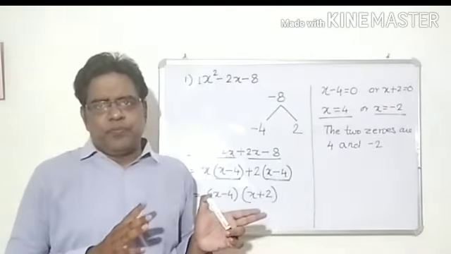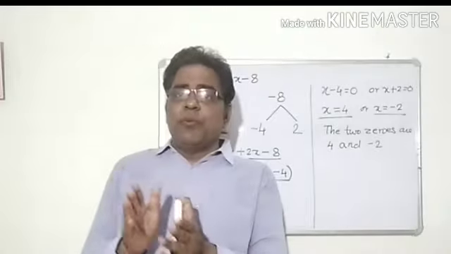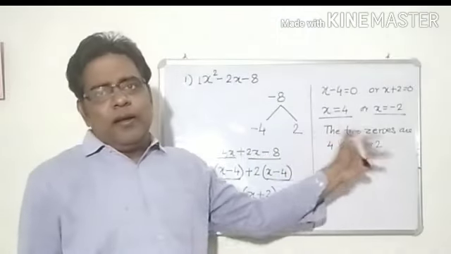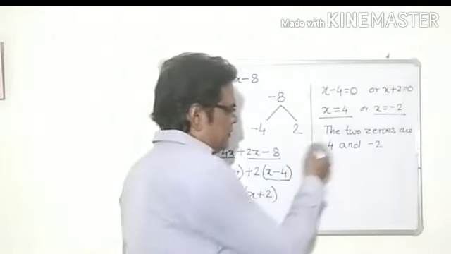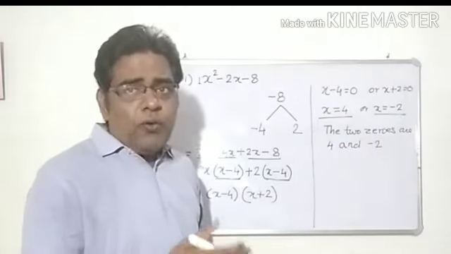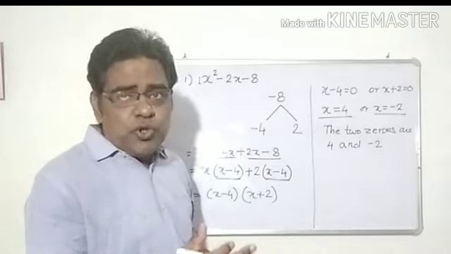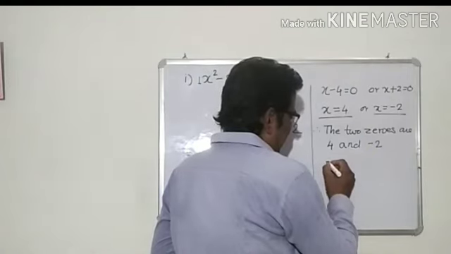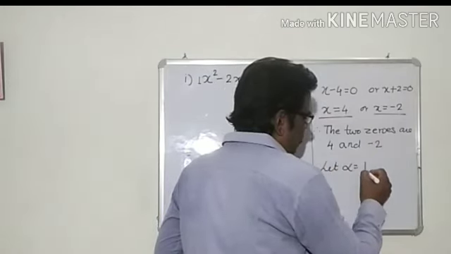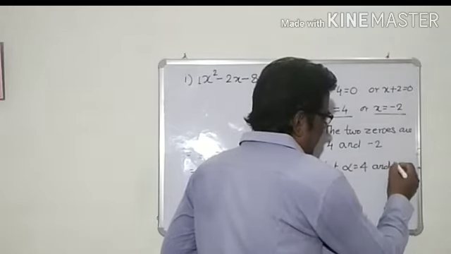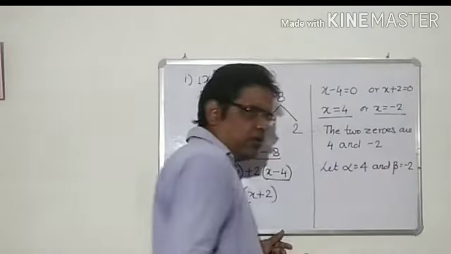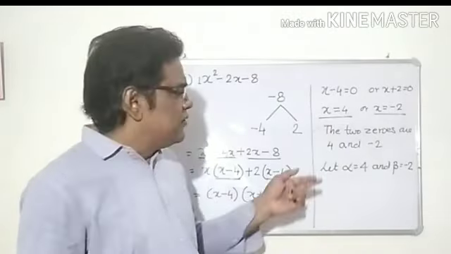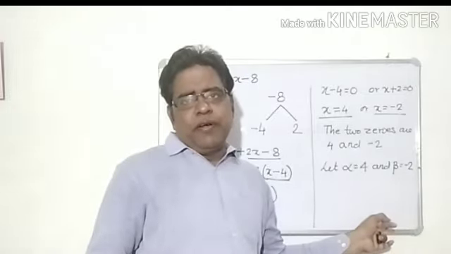This is the first part of the question that asks find the zero of the given quadratic polynomial. So this is the first part we did, that the zeros are 4 and minus 2. Now we have to do the second part, verify the relationship between the zeros and the coefficient. So we'll write that let alpha equals 4 and beta equals minus 2. We'll say that the two zeros are alpha and beta. In a quadratic polynomial we get zeros as alpha and beta. Now we have to verify this.